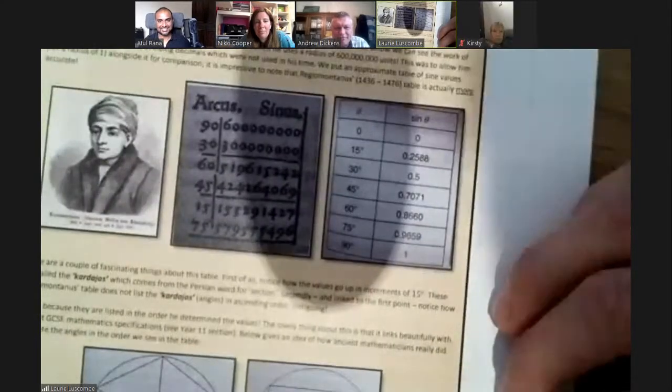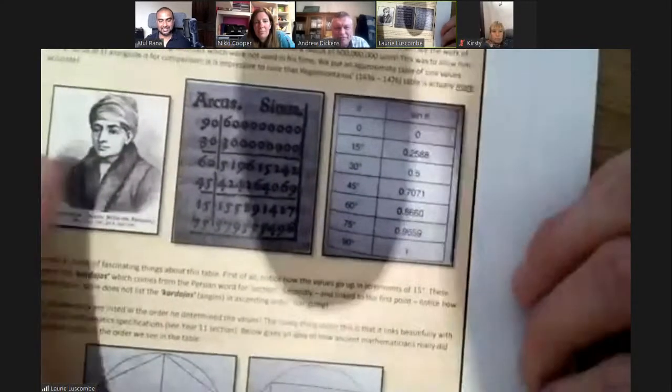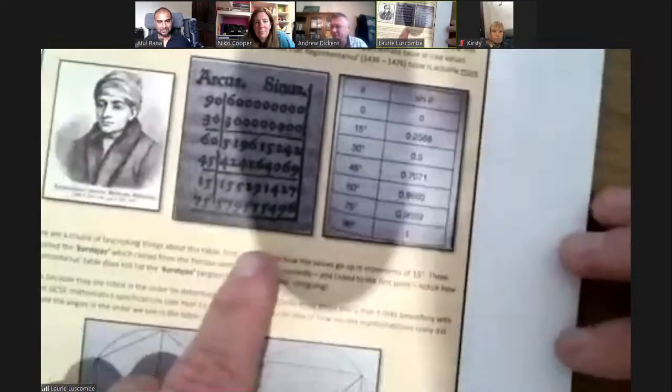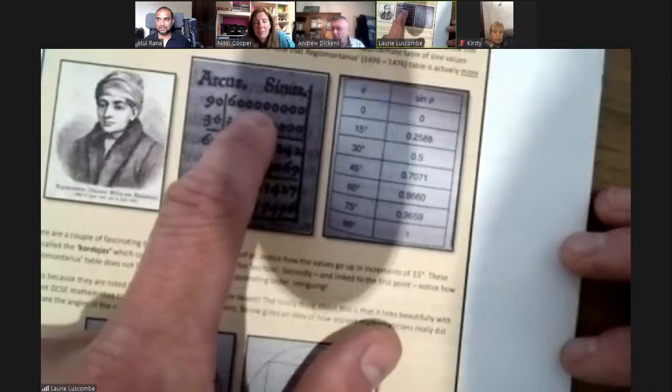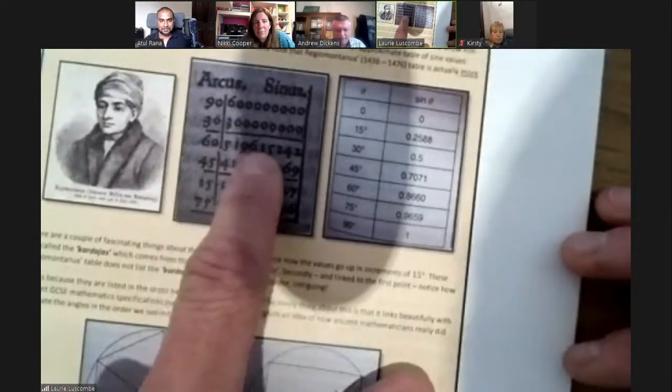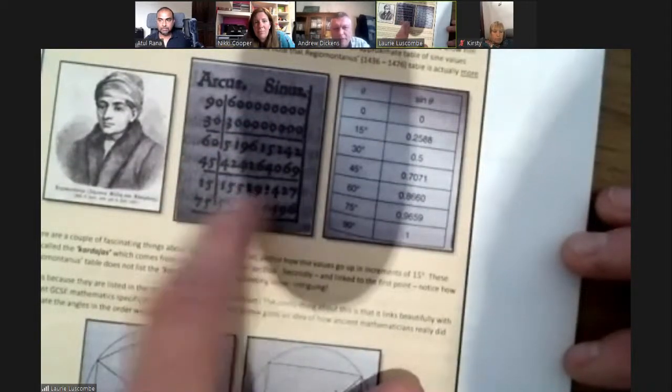Not from Latin, I think. I'm going to get this wrong. Fractare or something. Anyway, he scaled up his radius to such an enormous amount that he could actually get very, very accurate values.